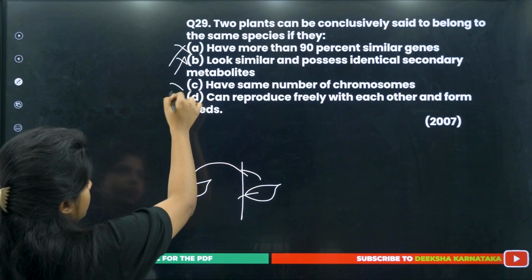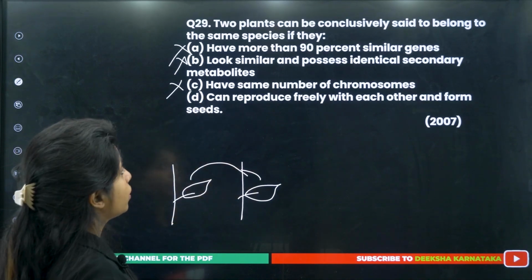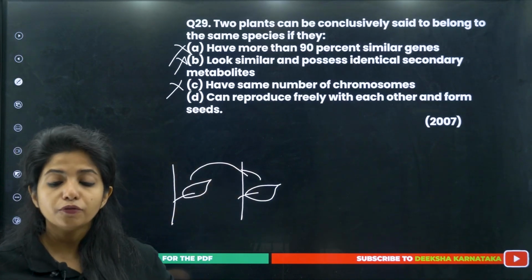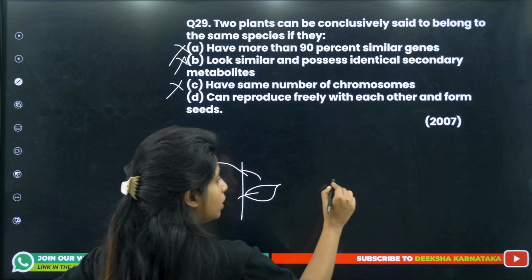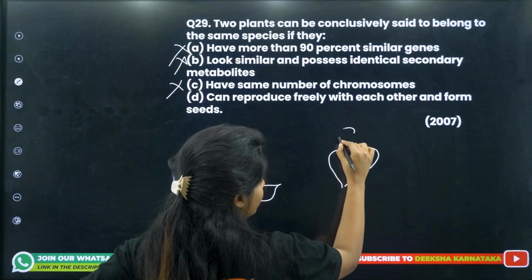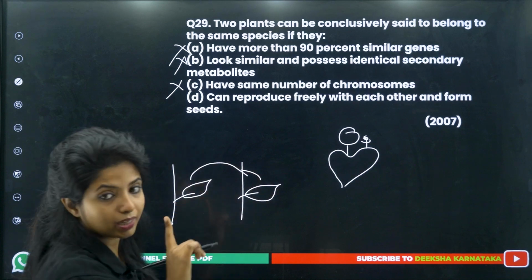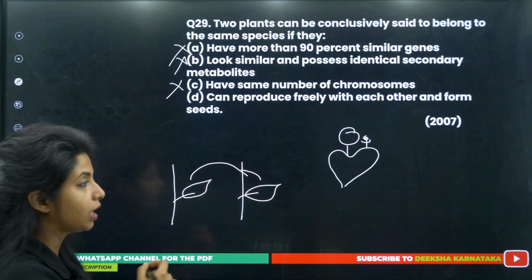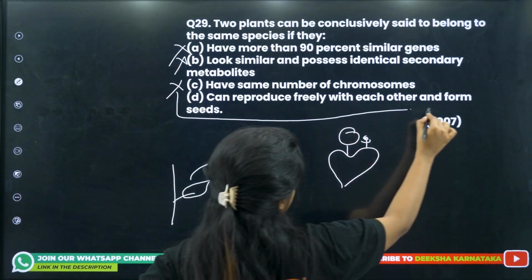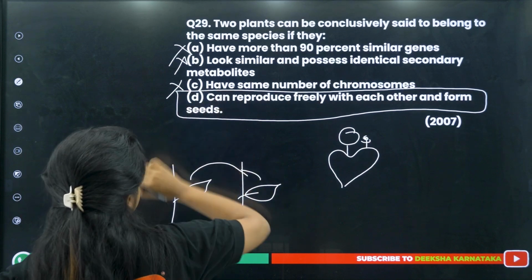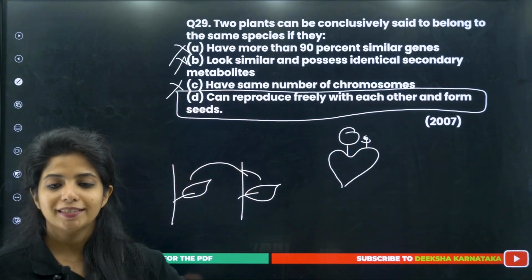So this is wrong. Can reproduce freely with each other and form seeds. This is the correct answer. If only they are the same in nature, then only the stigma, if you remember, will accept the pollen. Do you remember the receptor and everything? Pollen germination and pollen tube formation can happen. So this is the correct answer, children. This came in 2007. I hope you understood this. Yeah?